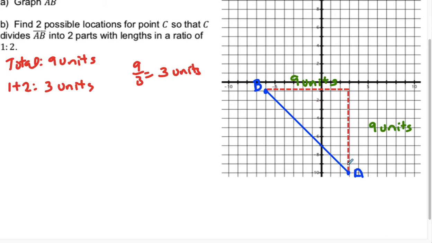Because both vertical and horizontal are the same distance, that's 3 units each. So that's 1, 2, 3. I'm going to mark it. And now I'm going to do it this way too. So 1, 2, 3. I'm going to mark that. And 1, 2, 3. I'm going to mark that.